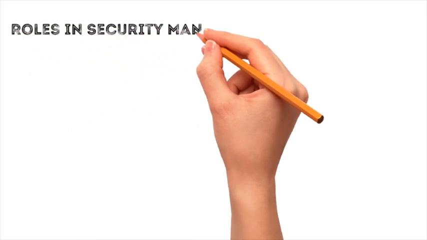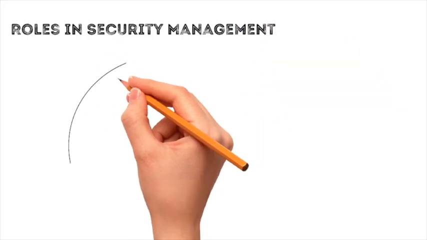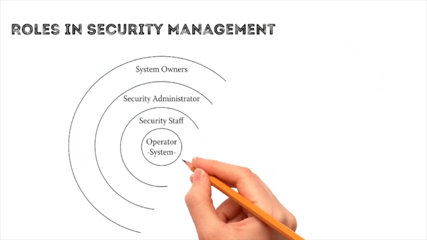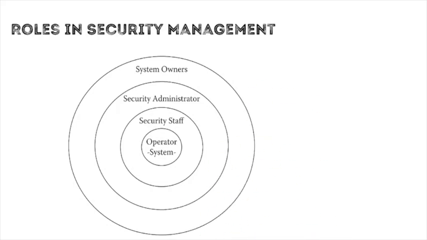Roles in security management. Let's start with this diagram showing roles in security management. As you can see, it's a series of concentric circles representing different layers of responsibility. At the center, we have the operator, the person who uses the system every day. In a bank, this could be a cashier handling cash and customer transactions. The next layer is security staff, who monitor and enforce protections. For example, they track unusual withdrawals or suspicious activities.